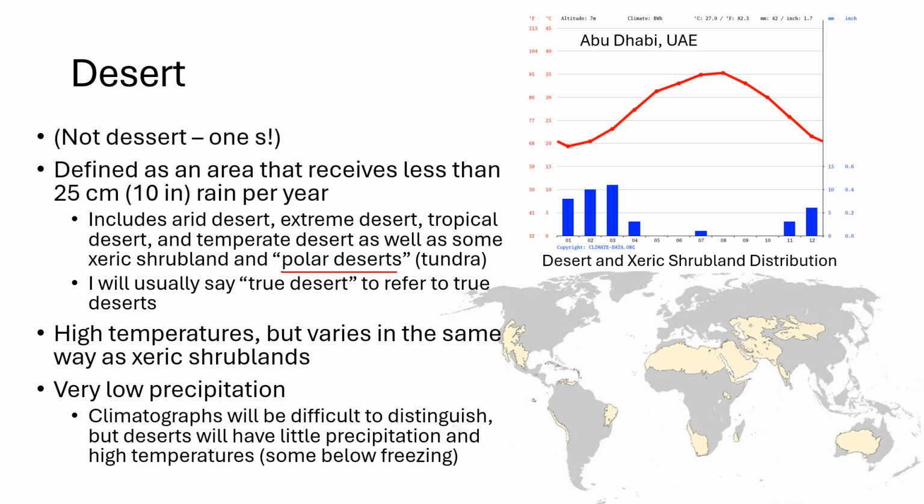High temperatures, but again, if we're going to be in Utah, those temperatures can dip below freezing during the winter. If we're in the Sahara, they're going to stay above freezing on average in our climatographs. Very low precipitation. You should be able to tell a desert because it's going to have the smallest amount of precipitation compared to any of the other biomes.